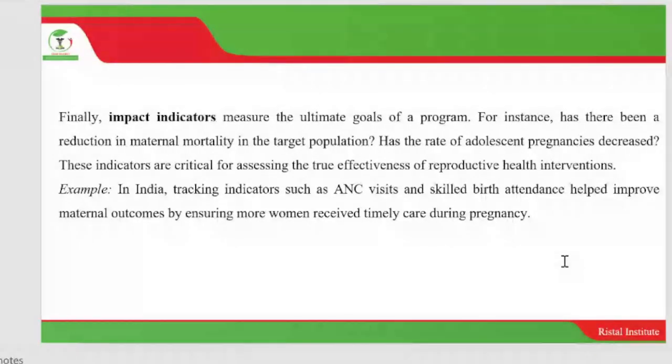If your impact, or your ultimate goal, was to reduce the number of adolescent pregnancies in a community X, that is how you use the results framework to develop specific indicators at every stage. So these indicators are indeed critical for assessing the true effectiveness of reproductive health interventions.